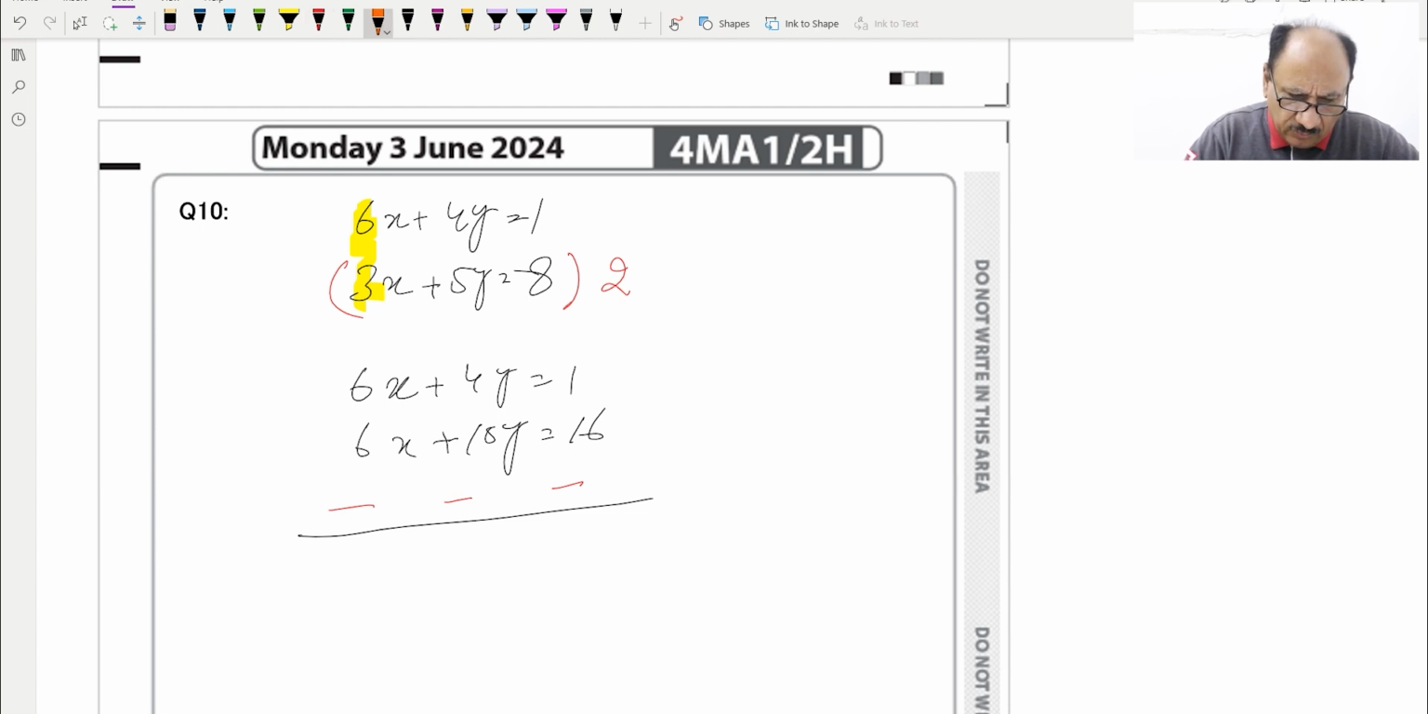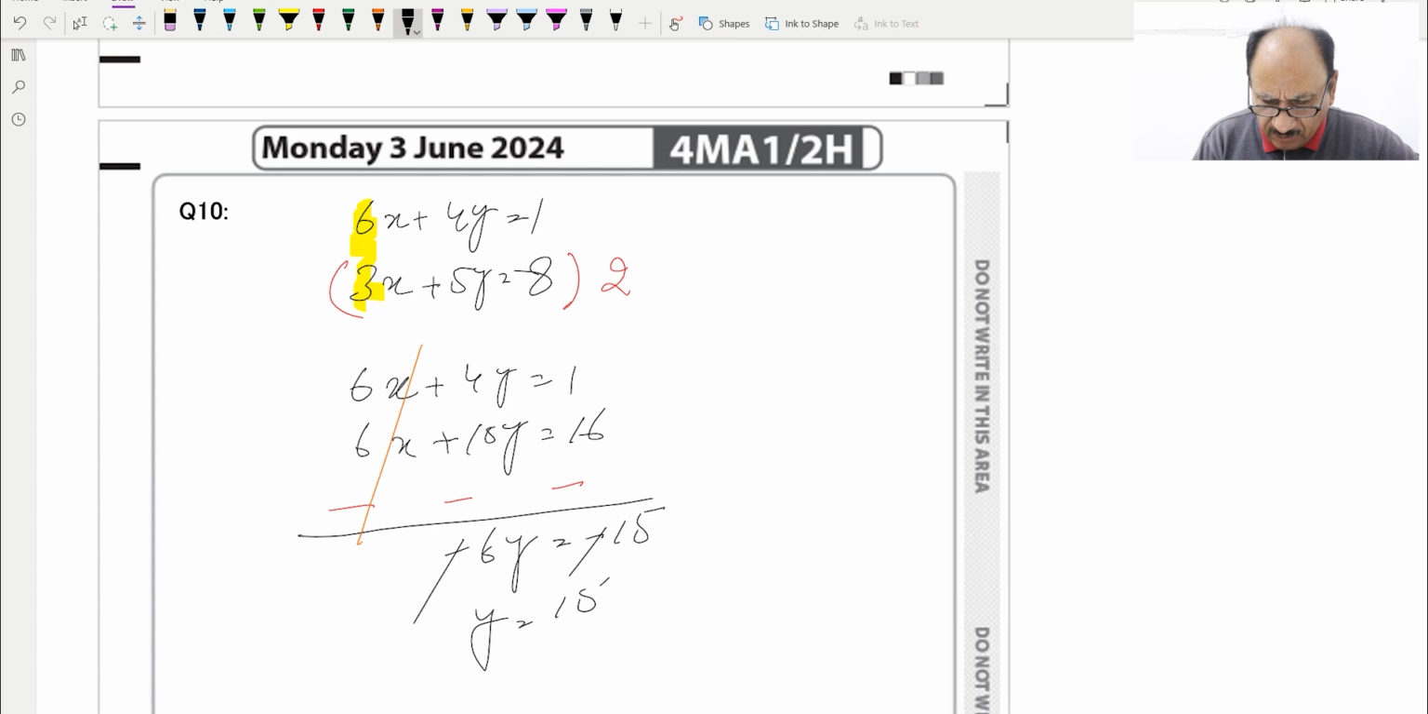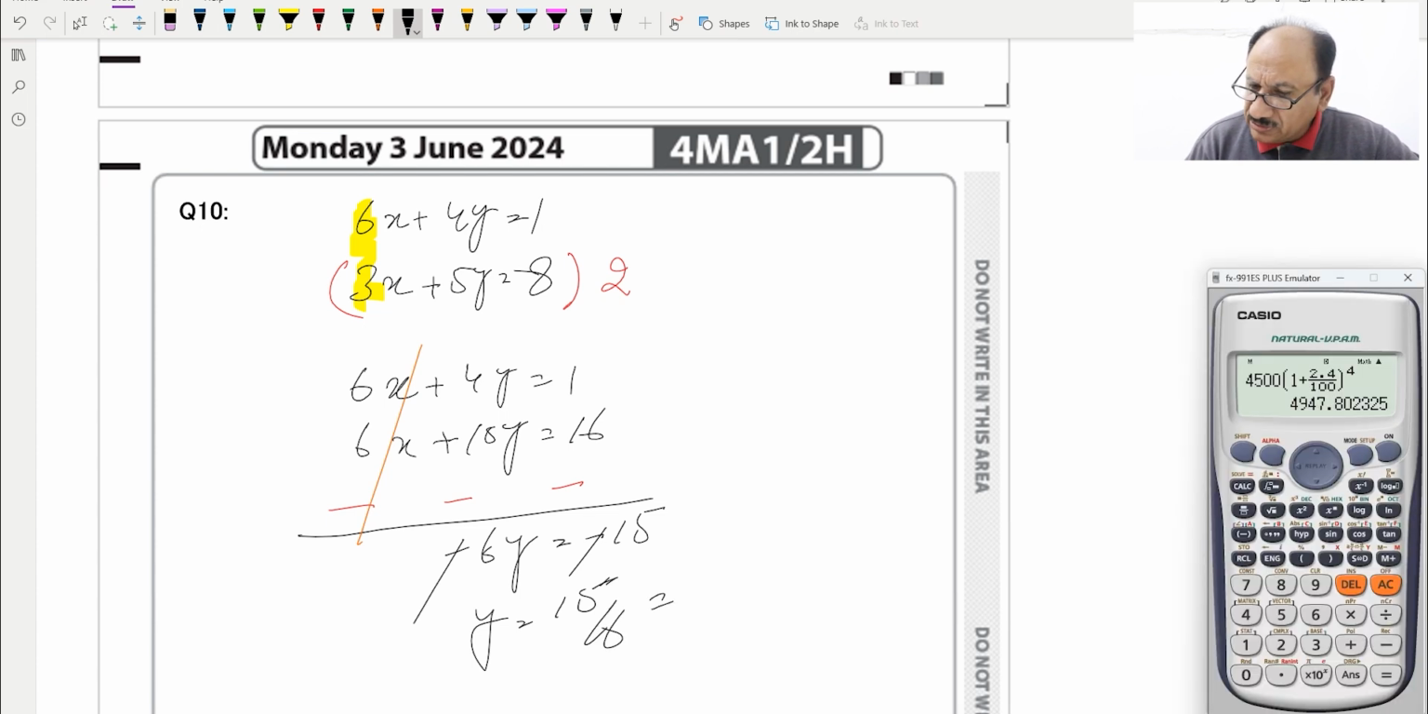Now we will be subtracting, and we will be changing the sign of the lower equation. Now this will be cancelled, and next is what? 4 minus 10 will be minus 6y is equal to minus 15, and we can write y is equal to, plus minus will be cancelled, so it will be 15 by 6. And 15 by 6 we can write in decimal. This will be 15 over 6 is equal to what? This is equal to 2.5.